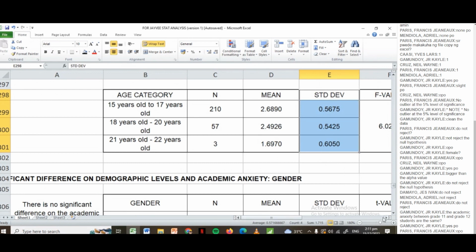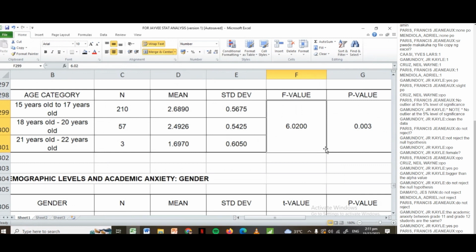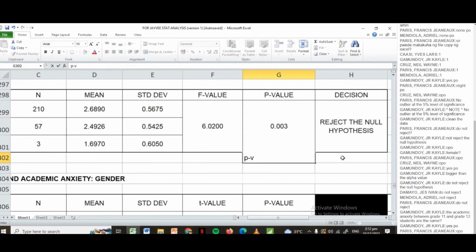Yan. So as you can see here, of course, I will be writing in the age categories, the number of respondents per age category, the mean per age category, the standard deviation, the p-value, and the f-value. So let's look at our p-value again. What can we say about our p-value here? The p-value is less than your alpha value. So we will reject, again, the null hypothesis.